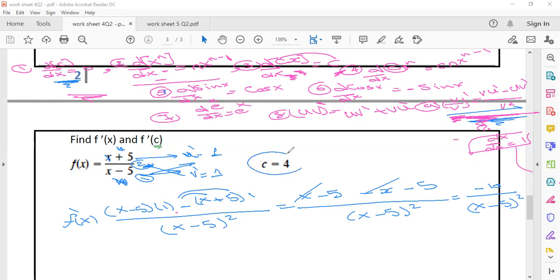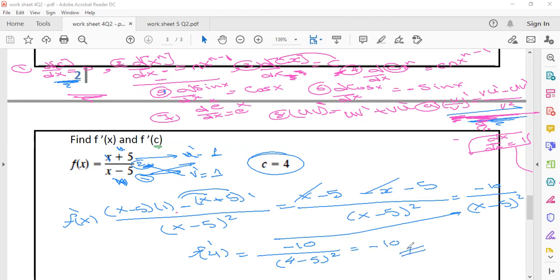Here he asks you to find the derivative when x equals 4. F prime of 4, just replace in this form. Clear? It will be negative 10 over (4 minus 5) all to power 2. You can use your calculator. It will be negative 10. I think it's so easy, just apply the rule. I gave you another problem in the online session.